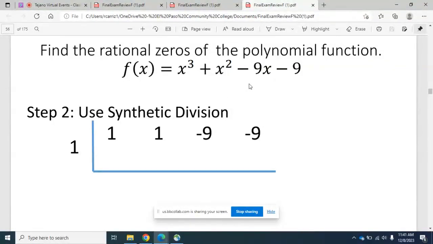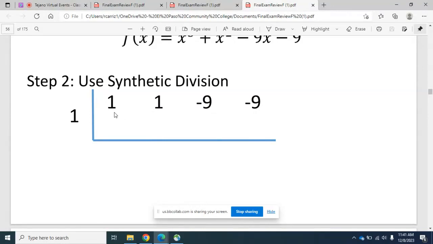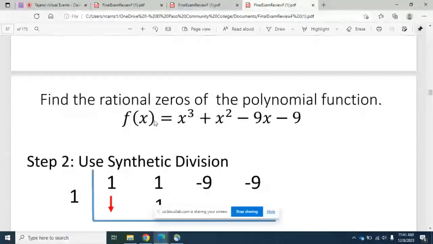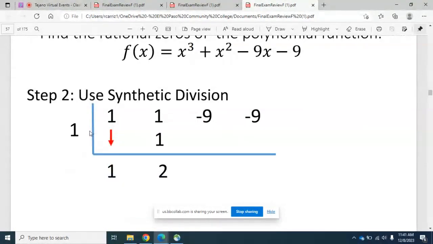Okay, so in this one, we have all our terms. We have a 3, 2, 1, constant, and they're in order. So here they are. So now let's start. Synthetic division, the first thing I'm going to do is bring down that 1. And then I'm going to multiply the 1 to the 1. So 1 times 1 is 1. And then I'm going to add: 1 plus 1 is 2.